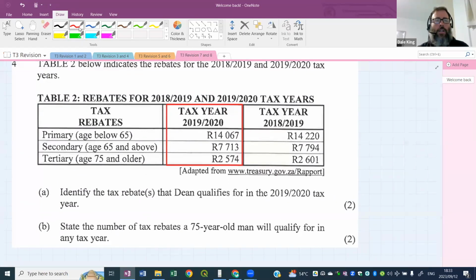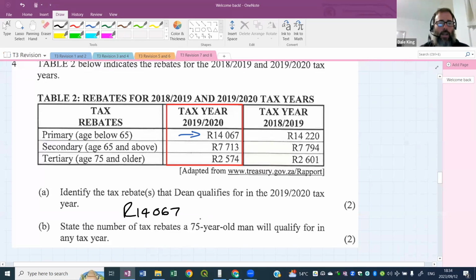Dean qualifies for this rebate because he is 25 years old. This rebate is for people that are below 65. If Dean was above 65, he would also get that rebate, and if he was above 75, he would also get that rebate over there. So they keep on adding on rebates depending on your age. But for Dean and for most of us, we just get the first rebate over there. So the rebate that Dean is going to get is the 14,067 rebate.